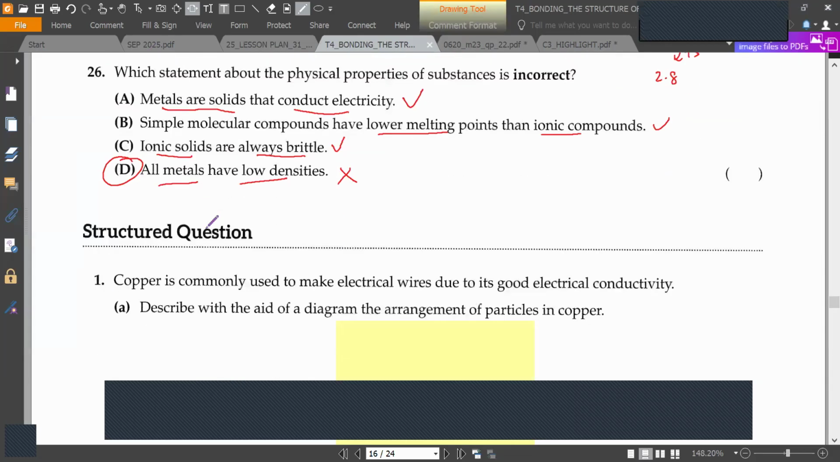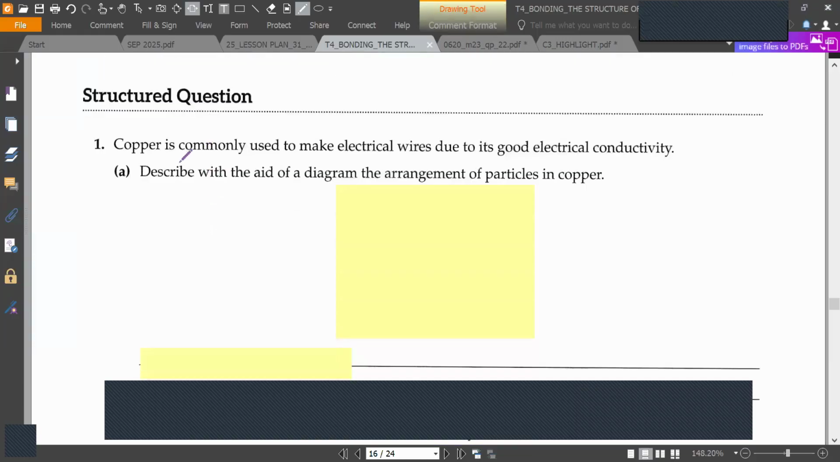Next, we will move on to structured questions. Copper is commonly used to make electrical wires due to its good electrical conductivity. So it is a metal. Copper is a metal. Next, describe with the aid of a diagram the arrangement of particles in copper.